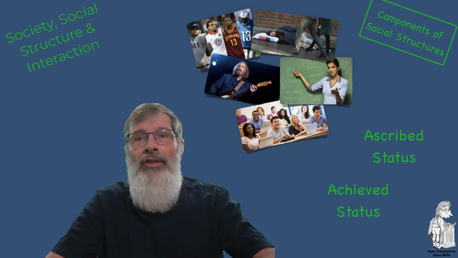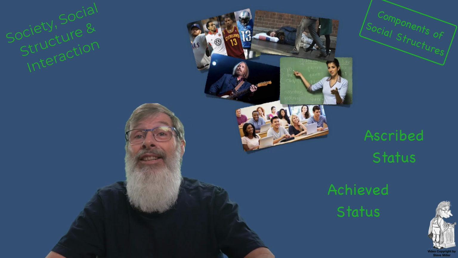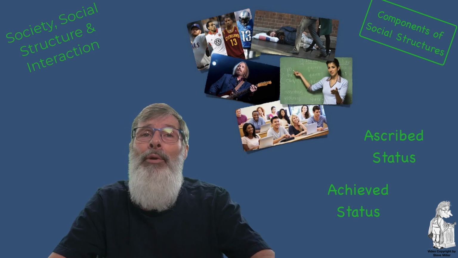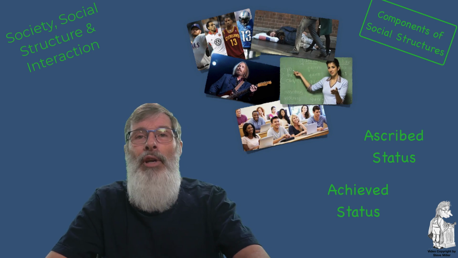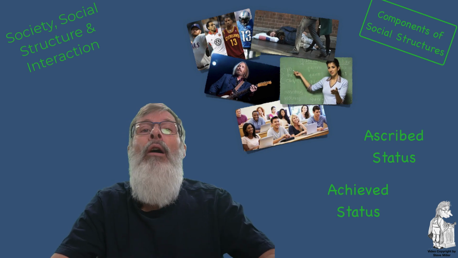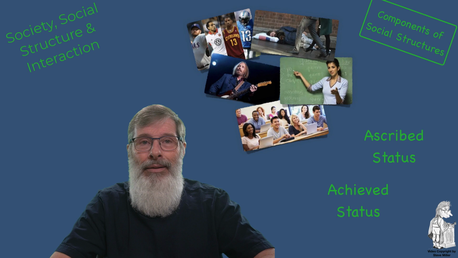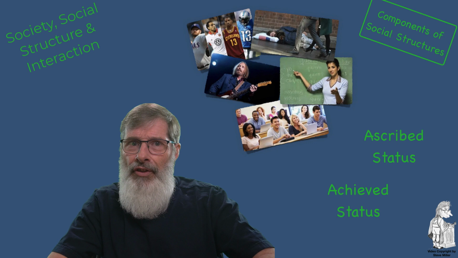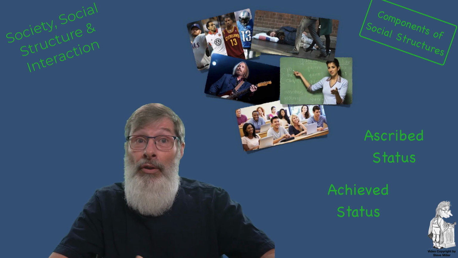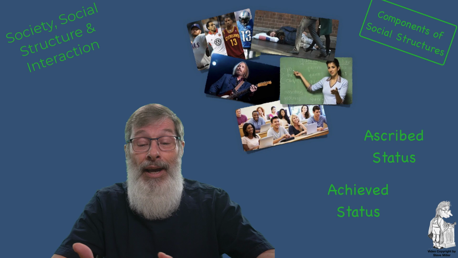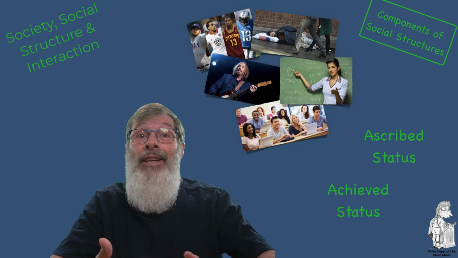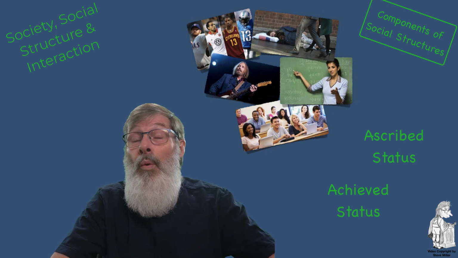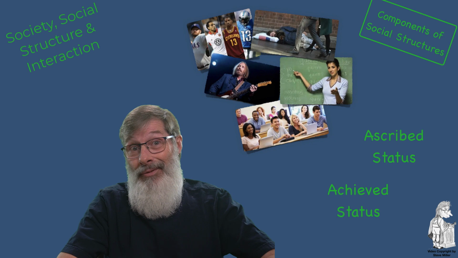Now, this could include things such as your occupation, your education, and income, which are thought to be gained as a result of personal ability or successful competition. Most occupational positions in modern society are achieved statuses. Ascribed statuses have a significant influence on the achieved status that we occupy, because included in the ascribed status would be ethnicity, gender, and age that can affect each person's opportunity to acquire certain achieved statuses.